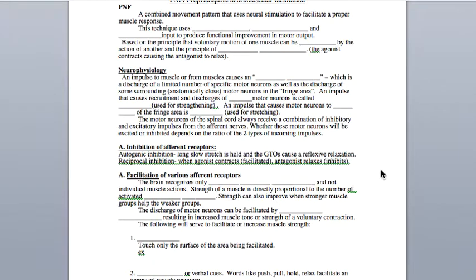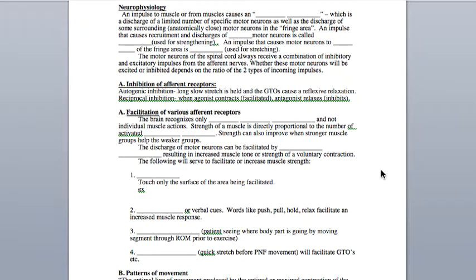All right, the next section is facilitation of various afferent receptors. We'll do a little exercise in class when we review this for an example. But the concept here is that the brain recognizes only gross joint movements and not individual muscle actions. So our brain will recognize if we turn and look to our left as a movement pattern, but it doesn't really recognize if you want to say, I just want to contract my right internal oblique. The brain doesn't function like that. It's going to do gross motor movements.